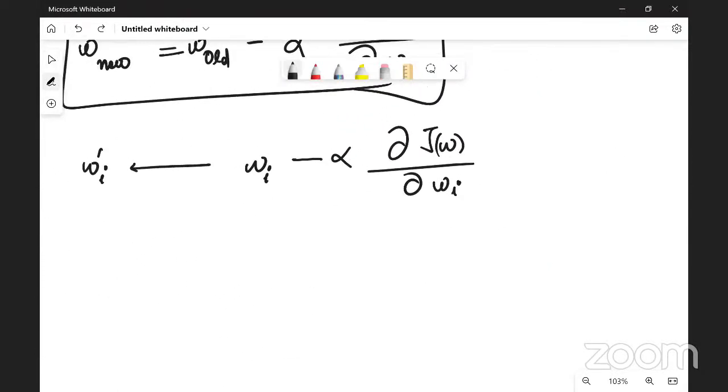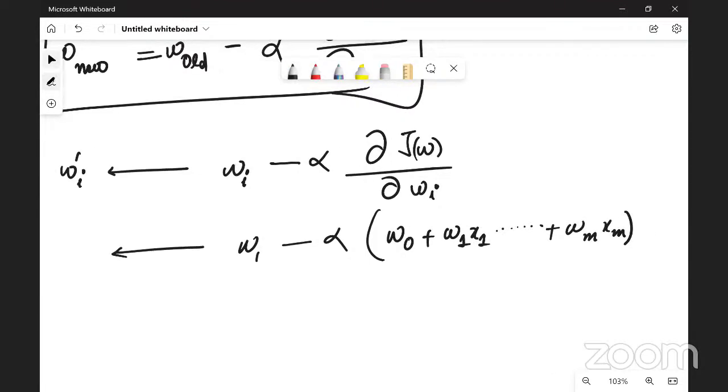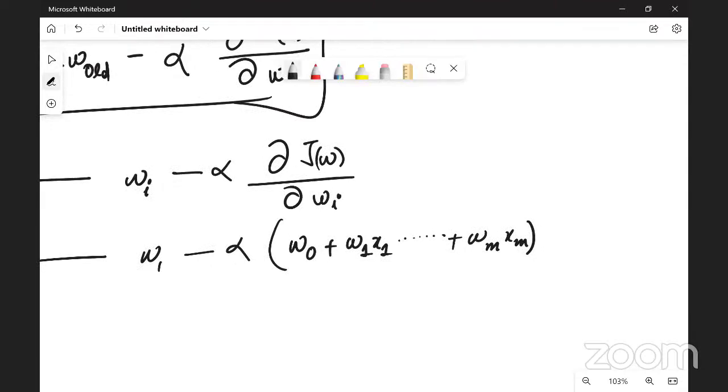Now your formula would look something like this: Wi minus alpha times (W0 plus W1x1 plus ... plus Wmxm) multiplied by x of i. Is this clear? Why is it coming out of this?